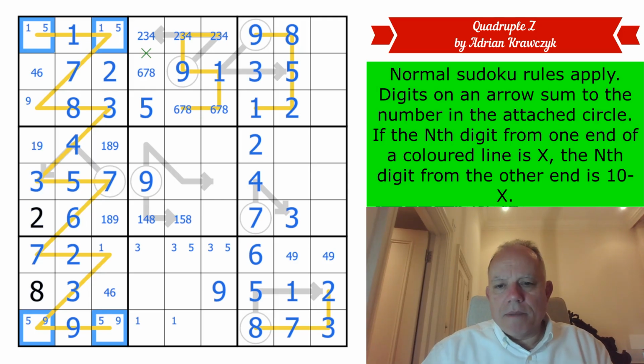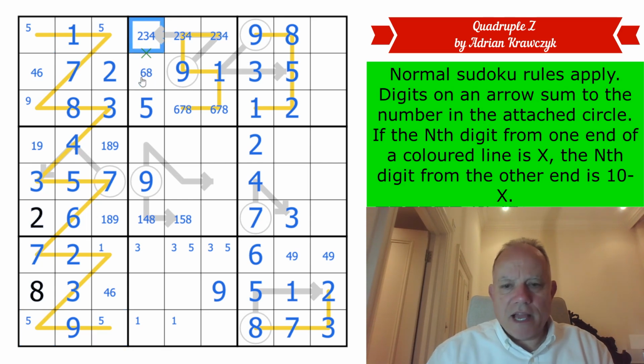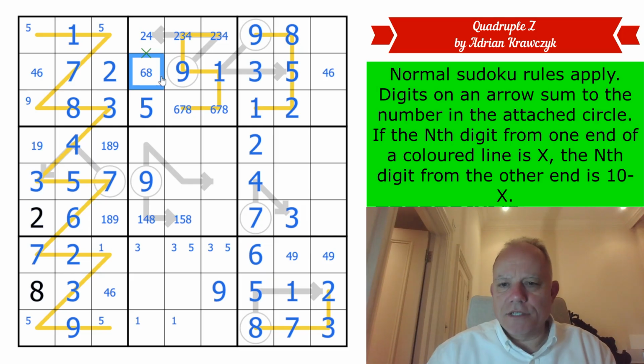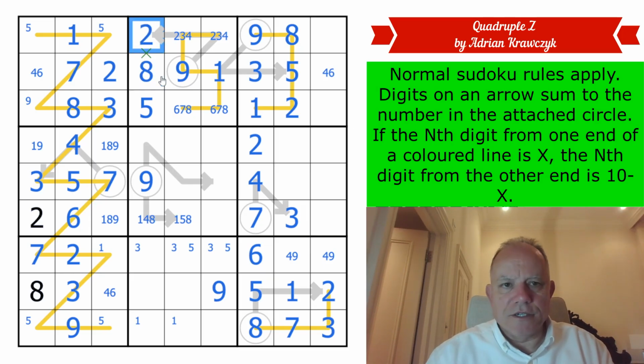Let's get rid of the pencil marks there and then put 5 back. Now, this can't be a 7, so that can't be a 3 on our virtual X. That is 4 or 6. We need an 8 in row 2. There it is. This must be a 2.